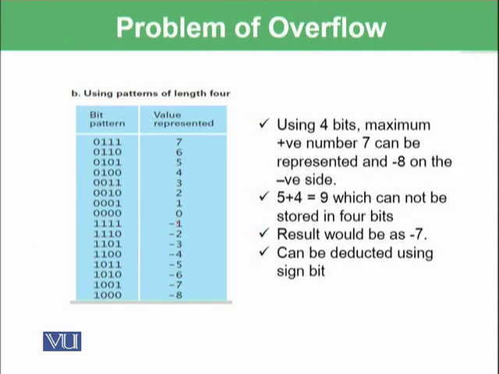And then there is another problem, overflow. For example, using a 4-bit pattern, we know that for positive numbers we can represent up to 7 and for negative numbers down to minus 8. So if we want to add 5 plus 4, that will become 9. But 9 cannot be represented in a 4-bit pattern. That is known as the problem of overflow. I also want to let you know one more thing: the most significant bit, if it is 0, is representing positive numbers, and if it is 1, it is representing negative numbers.